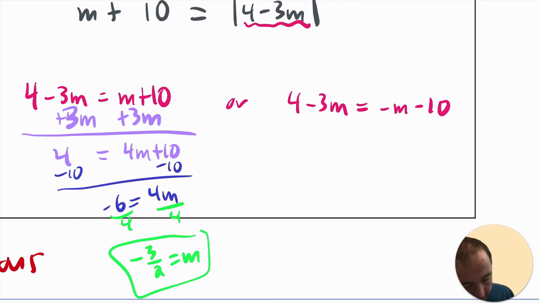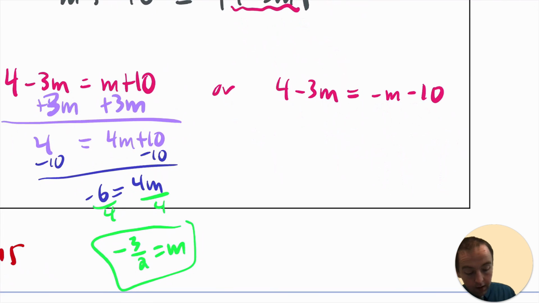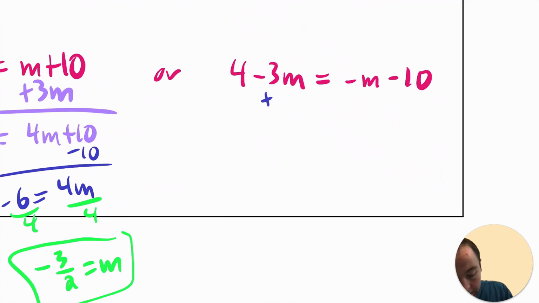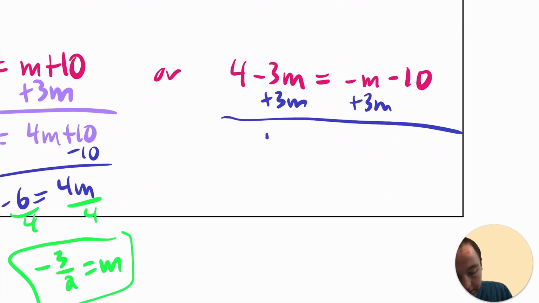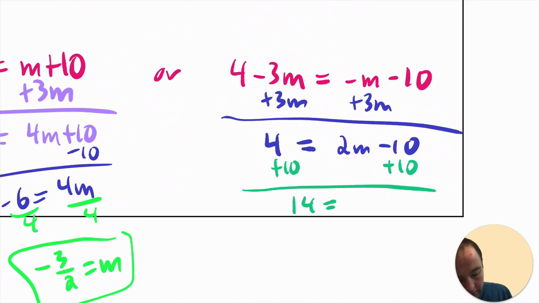Okay, so the other equation we set up over here, how about add 3m? And then that will give us 4 equals 2m minus 10. And then we can add the 10. It's going to get you 14 equals 2m. And then finally divide by 2. So that means that m will equal 7.